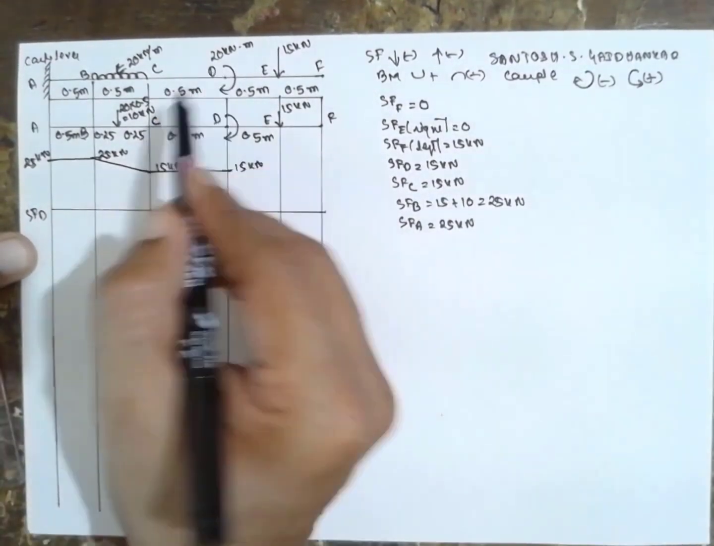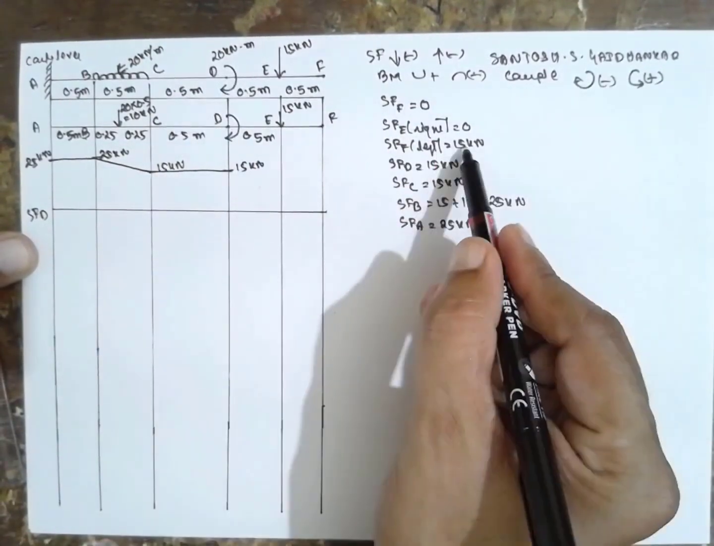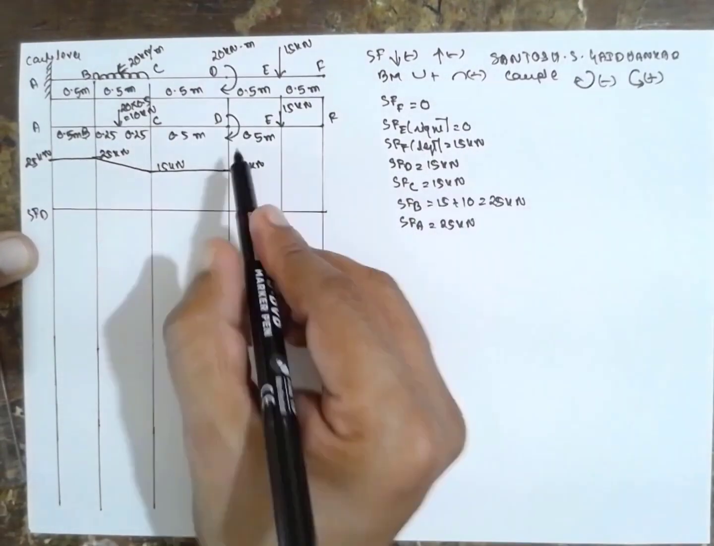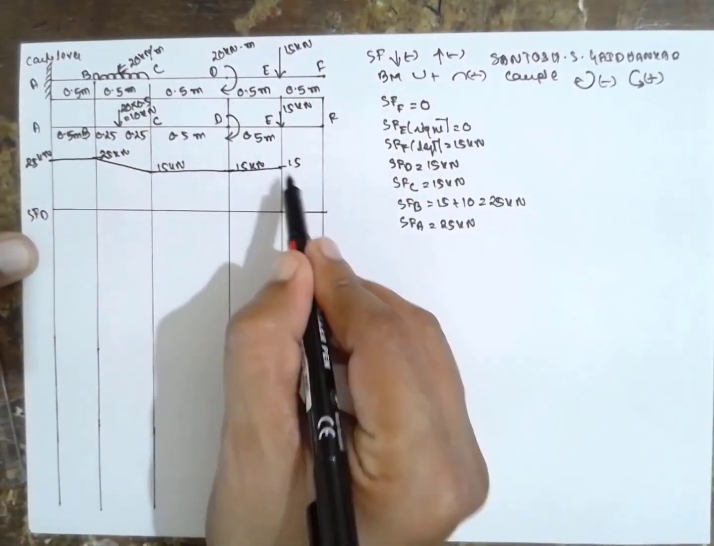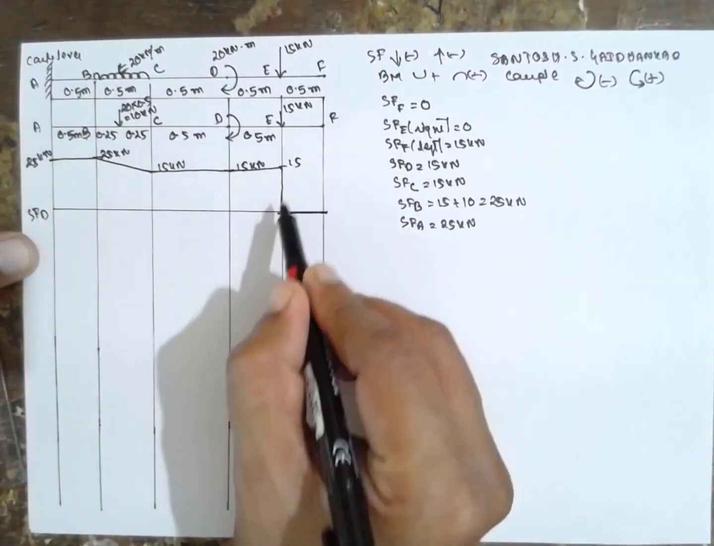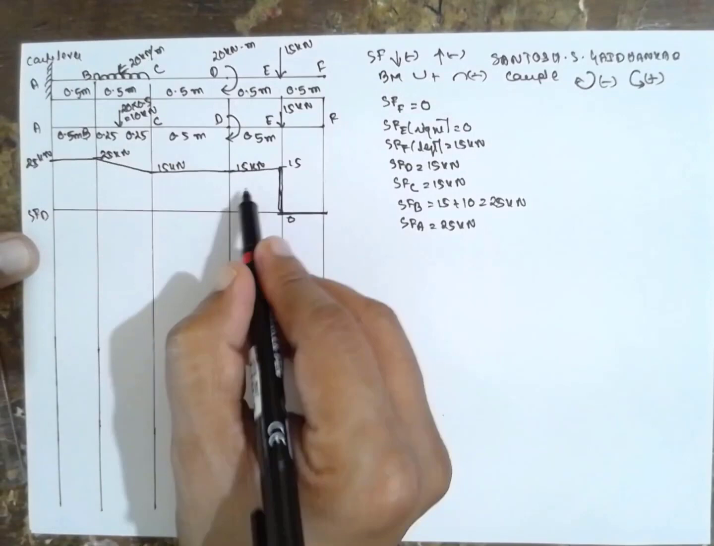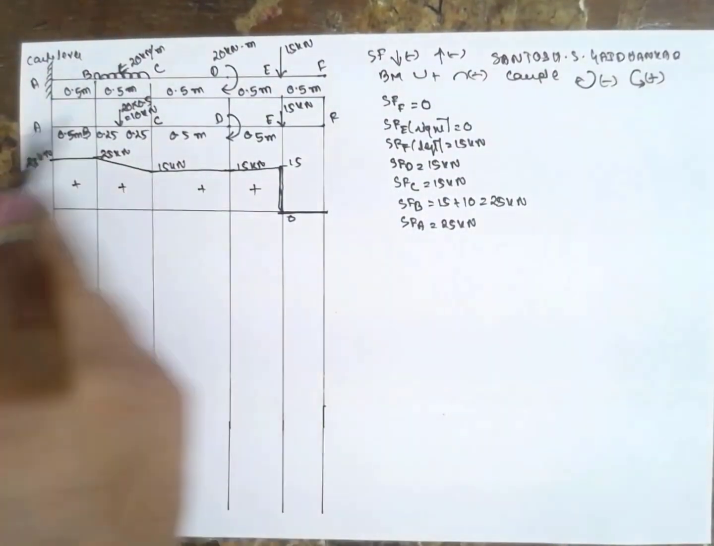There is a couple which doesn't affect the shear force diagram. Next at E, it is 15 and 0, straight line, and it is 0. Again at F, 0. Positive. This is the shear force diagram.